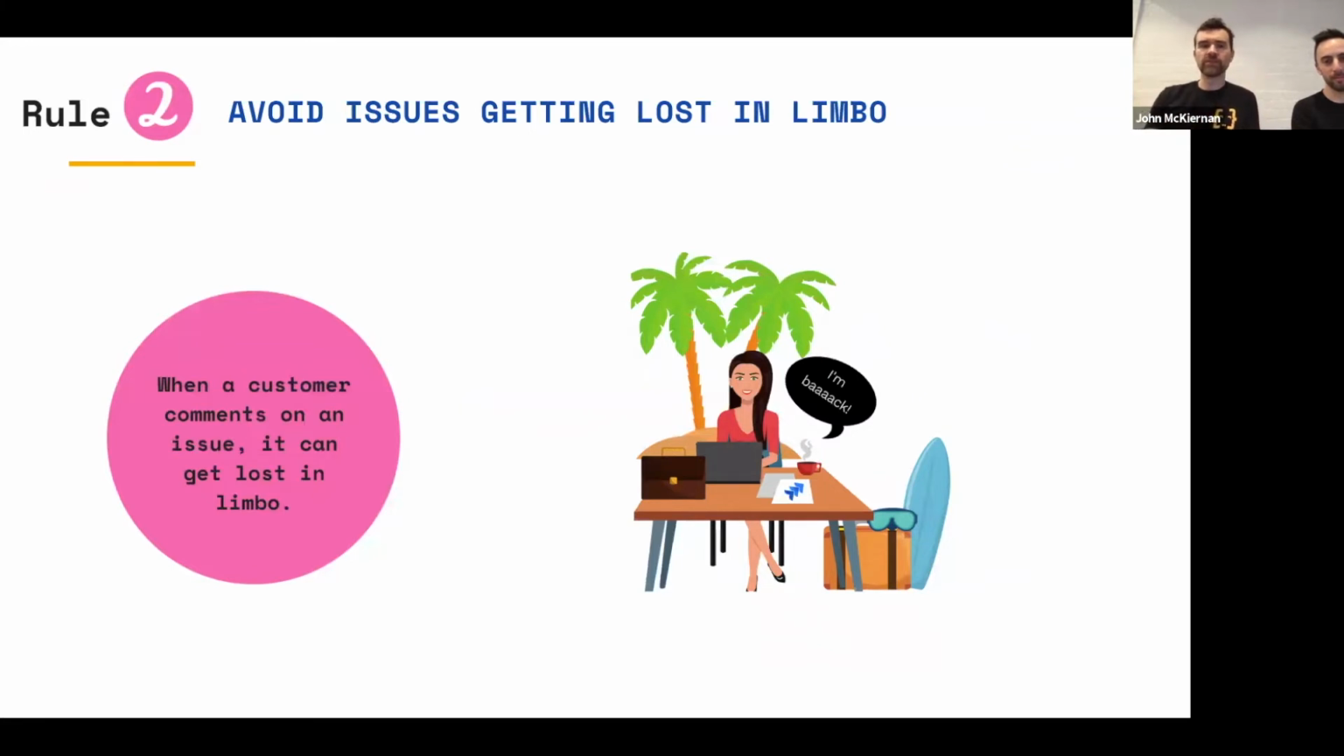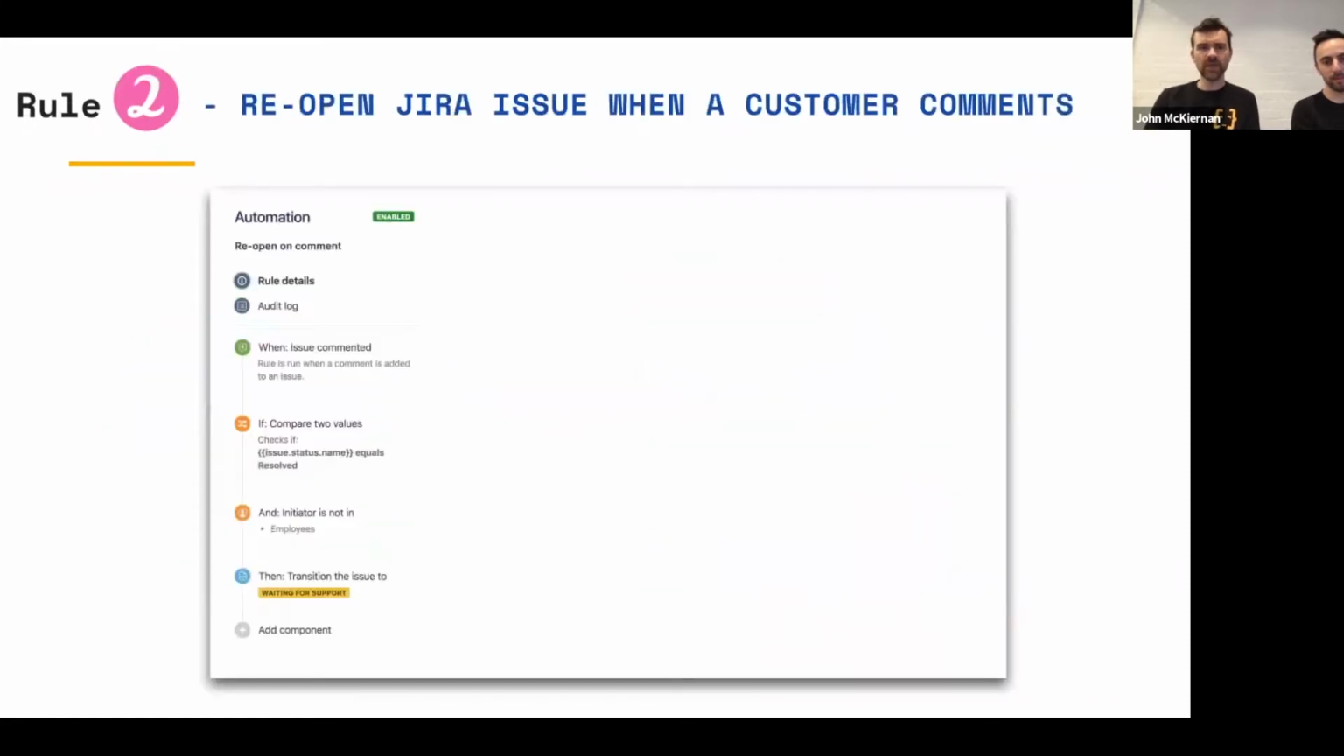So what we've done is set up a rule to make sure that nothing slips through the cracks. This is what it looks like. So the trigger, we respond when an issue is commented upon. That's when this rule is going to kick into action. But that's a little bit too generic. If that was to happen, there'd be a lot of issues being fired upon. So what we've done is set a couple of conditions.